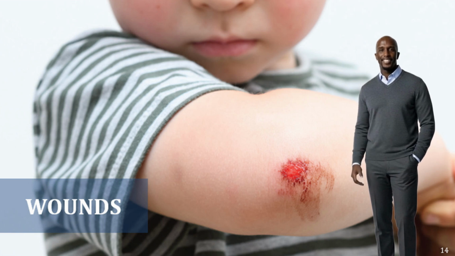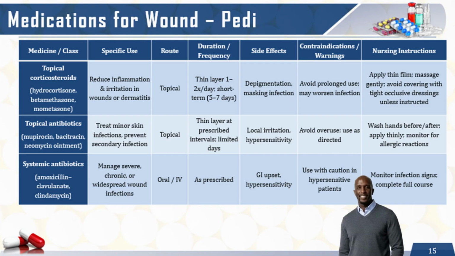Systemic antibiotics, including amoxicillin clavulanate, are used for severe infections. Proper application and monitoring are crucial to avoid complications and ensure effective treatment. This slide covers medications commonly used for pediatric wounds.